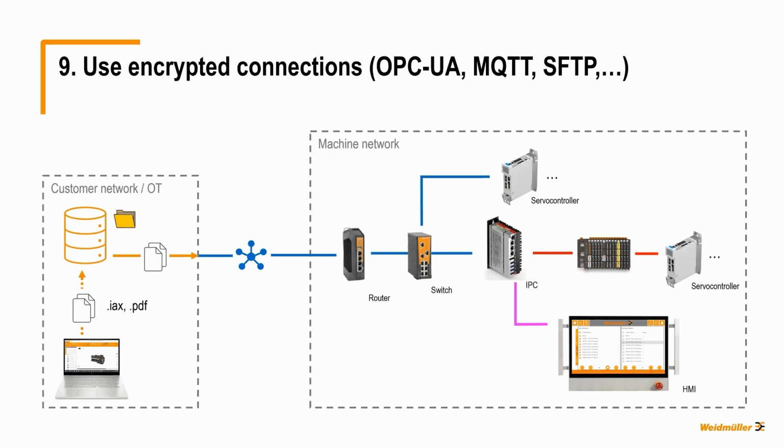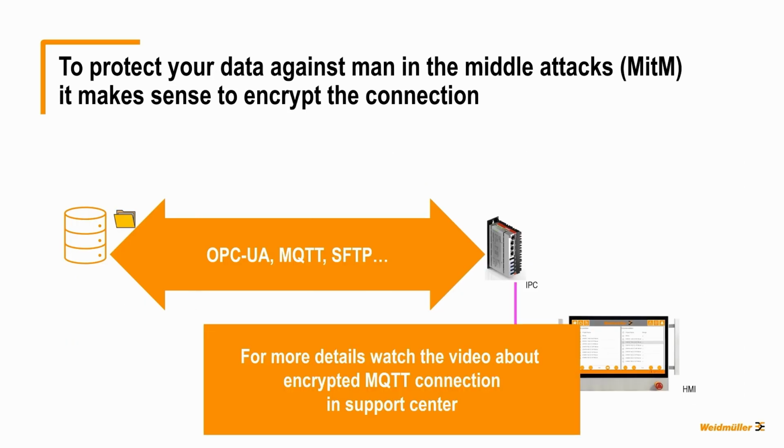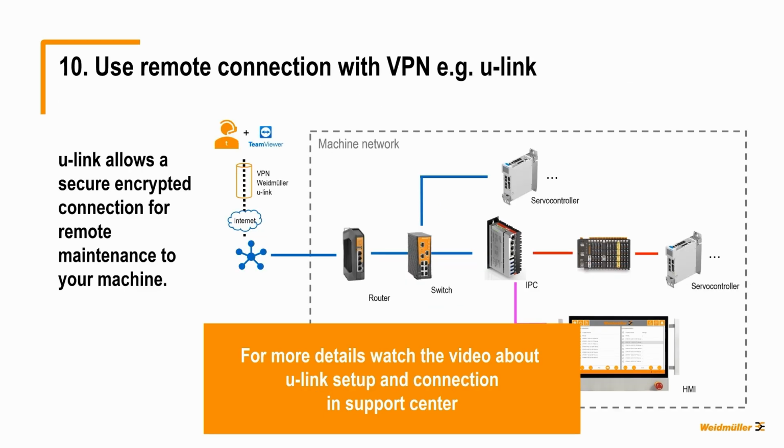Step 9. You can use encrypted connections like OPC-UA or MQTT with a certificate. If you want to learn more about this, there's another video explaining how to encrypt MQTT connection in our support center. Using remote connection, for example with U-Link, which is a very comfortable and secure remote maintenance platform from Weidmüller, is shown in additional videos on our platform.